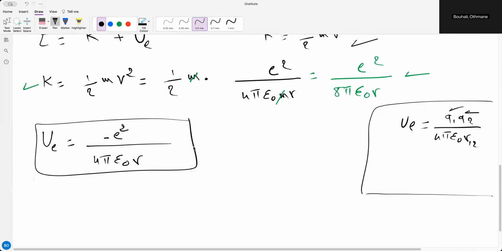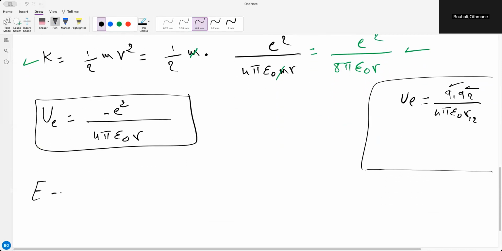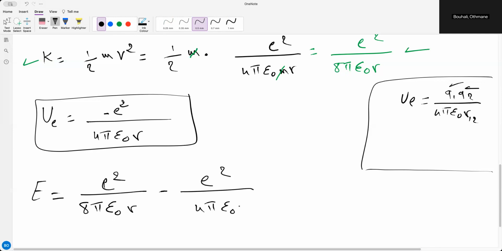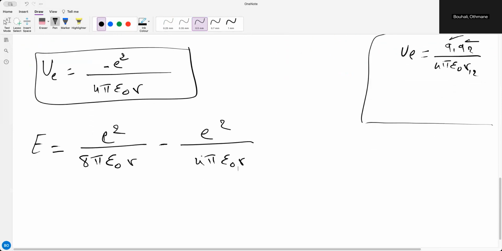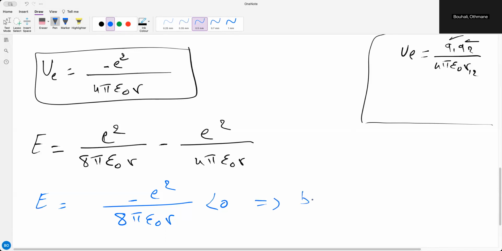Now, if we look at the total energy, it will be equal to the kinetic energy, which we already calculated, e squared over 8 pi epsilon 0 R, minus the potential term, e squared over 4 pi epsilon 0 R. And this means that the total energy is equal to minus e squared over 8 pi epsilon 0 R, which is negative. This is because the total energy is negative. This means it's a bound system.